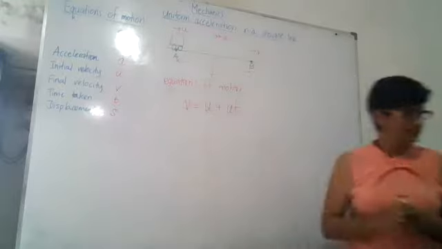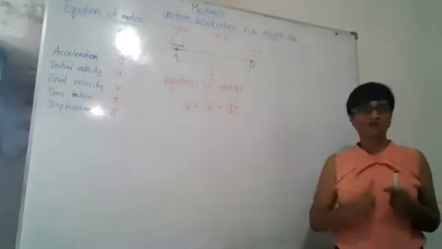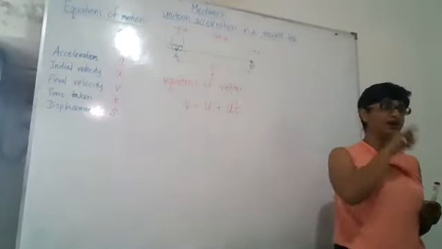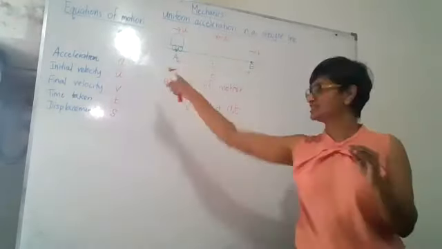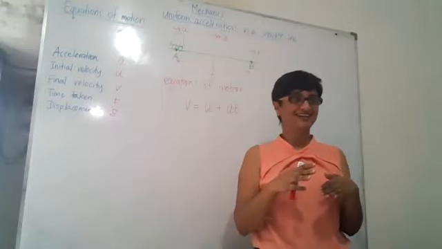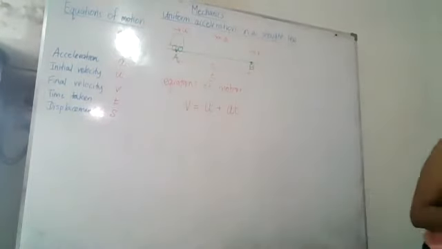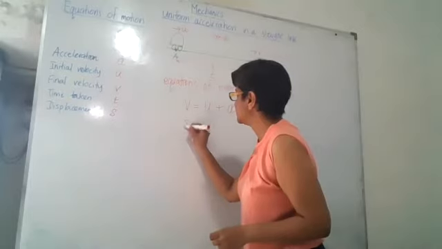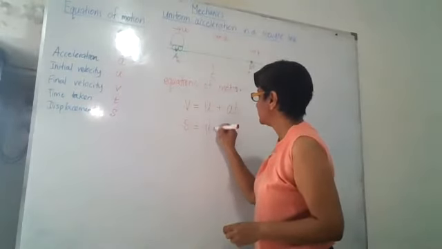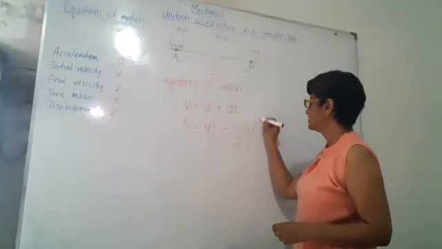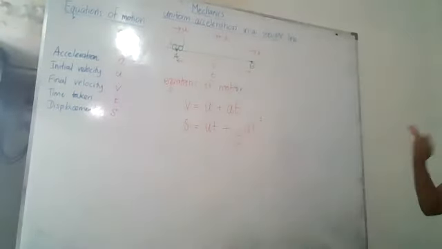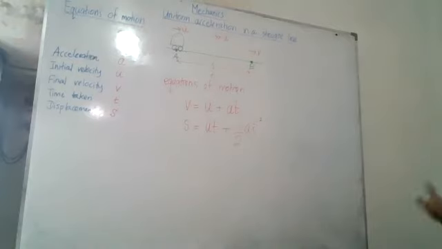So the first equation, which four variables are connected? v, u, a, and t. One is missing: s is missing. So every equation connects four of these, and one is missing. Next one: s equals ut plus half at squared. This connects s, u, a, and t. v is missing in this.